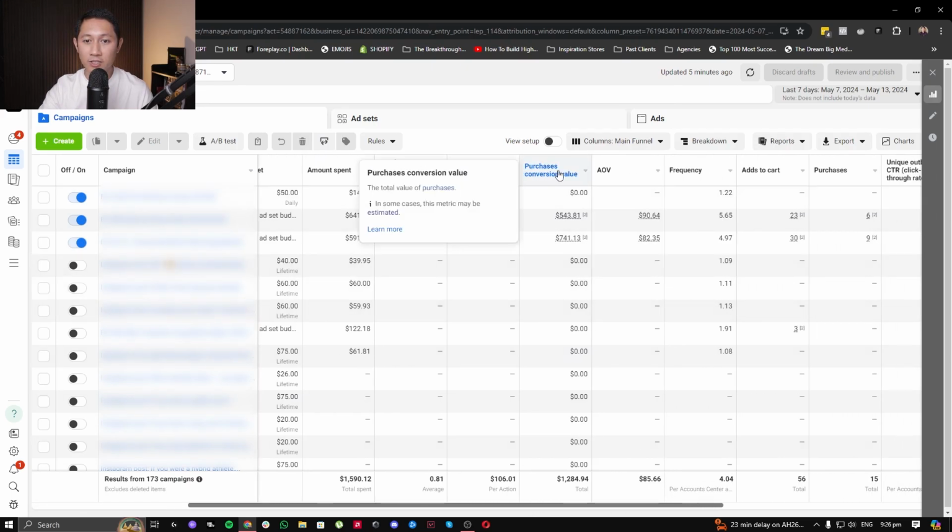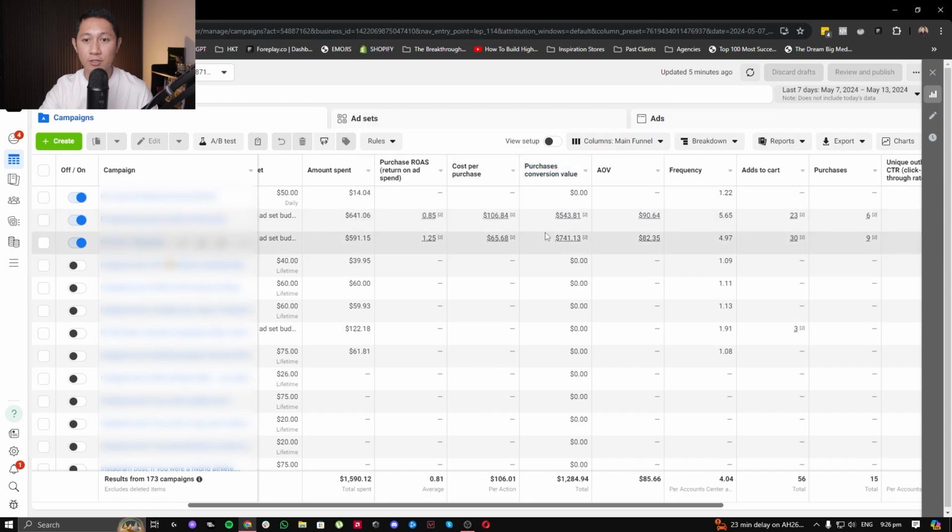And the next one is here. It's purchase conversion value. So I can see how much a particular campaign is making in terms of the overall sales. And average order value, this is a custom column that I created. I'll show you how I set up this particular column.